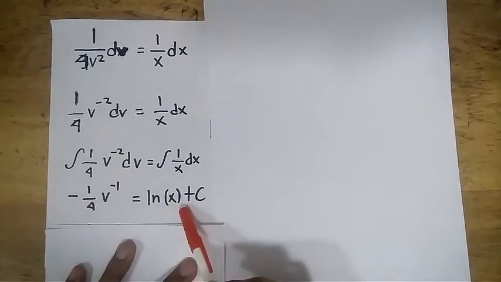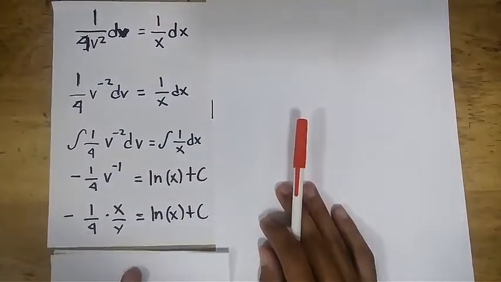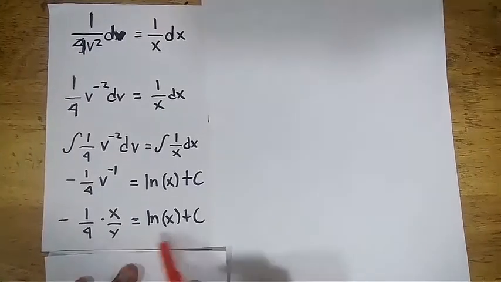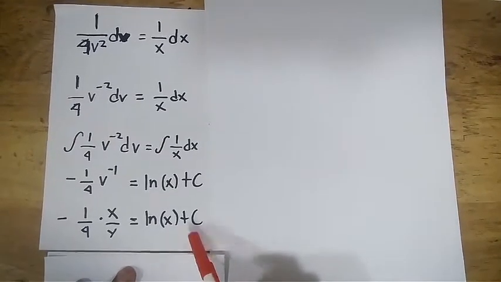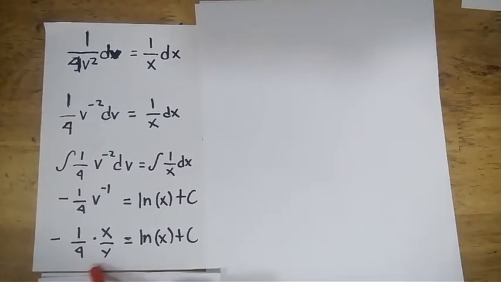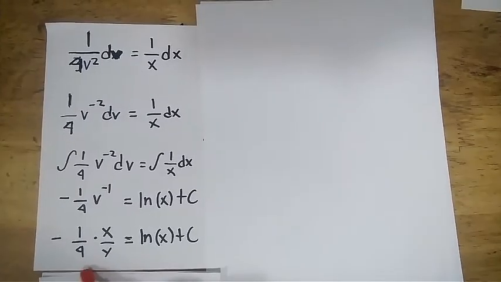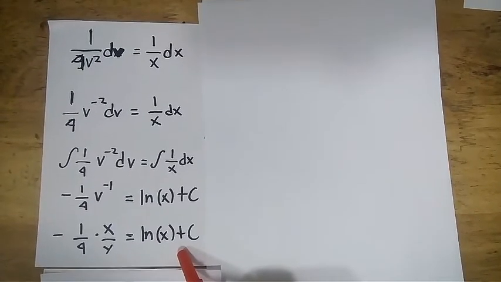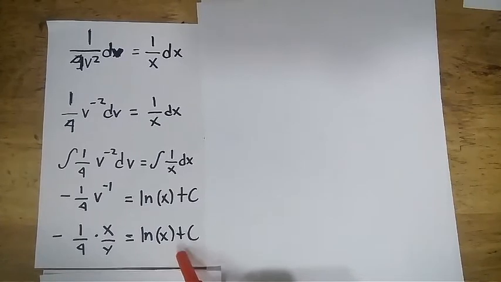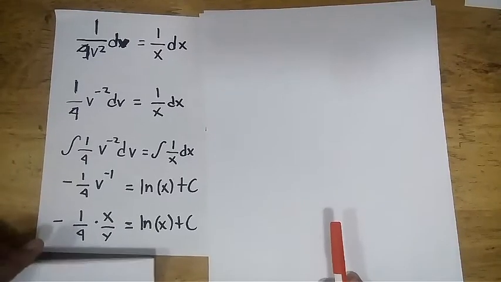So now, as you see, we substitute v. We will return it back to the original form, which is y over x rather. Negative 1 over 4 times x over y. It has been reciprocated because the variable v raised to negative 1 reciprocates to x over y. So let's proceed. Equals ln x plus c.